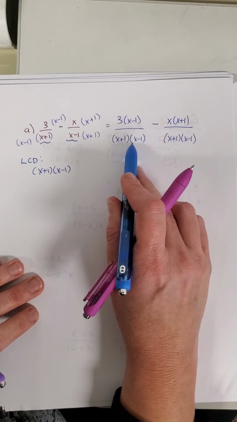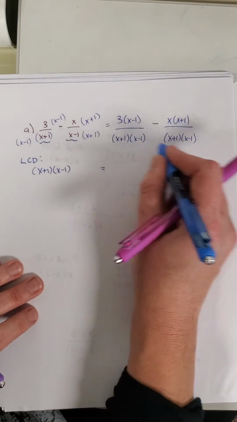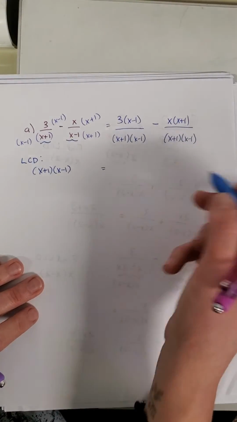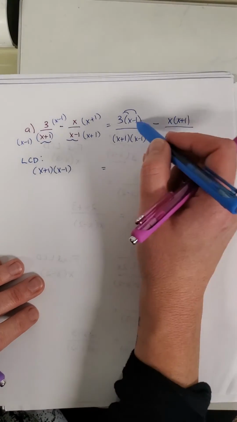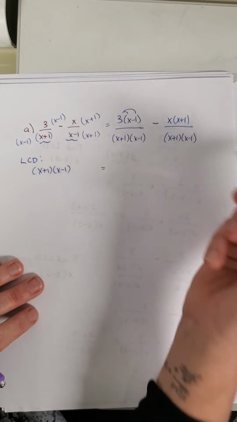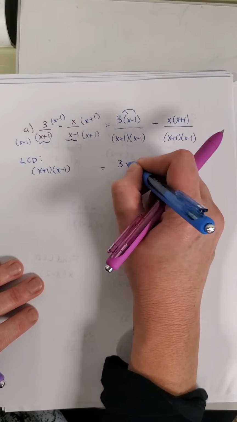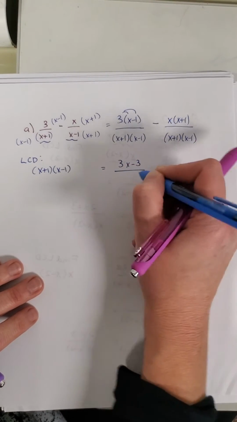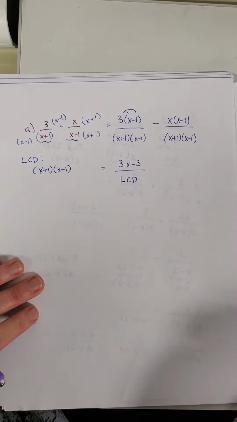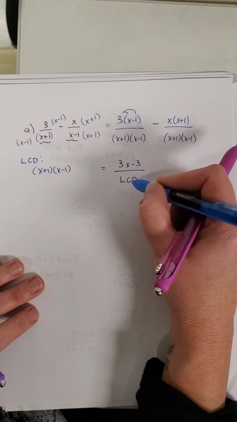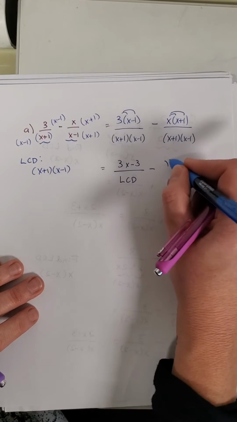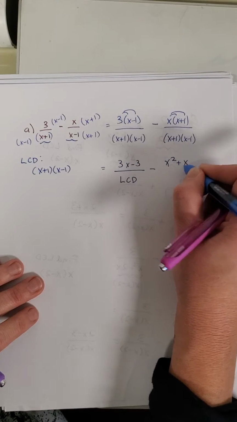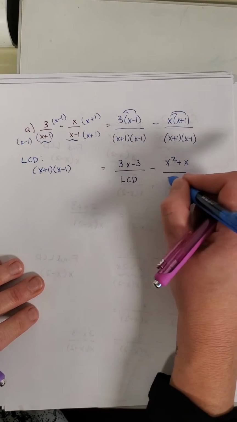Now our denominators, I never change those back. I just leave them how they are. But if you were to multiply these back, it's okay too. Don't forget, we have to simplify though our numerators because they may have like terms that we can reduce. So that'd be 3x minus 3 over, now at this point I just write my LCD. I'm not really interested in making sure that I write this over and over again. And then minus, distribute through, we get x squared plus x over the LCD.